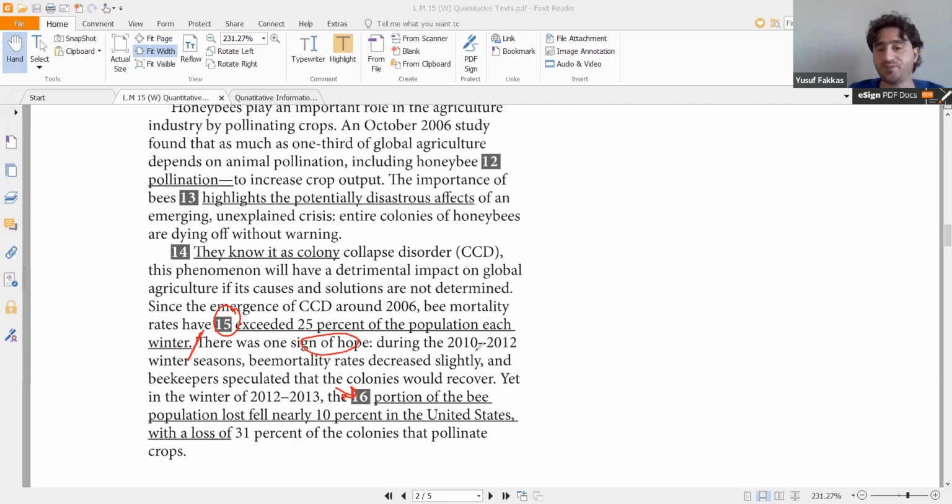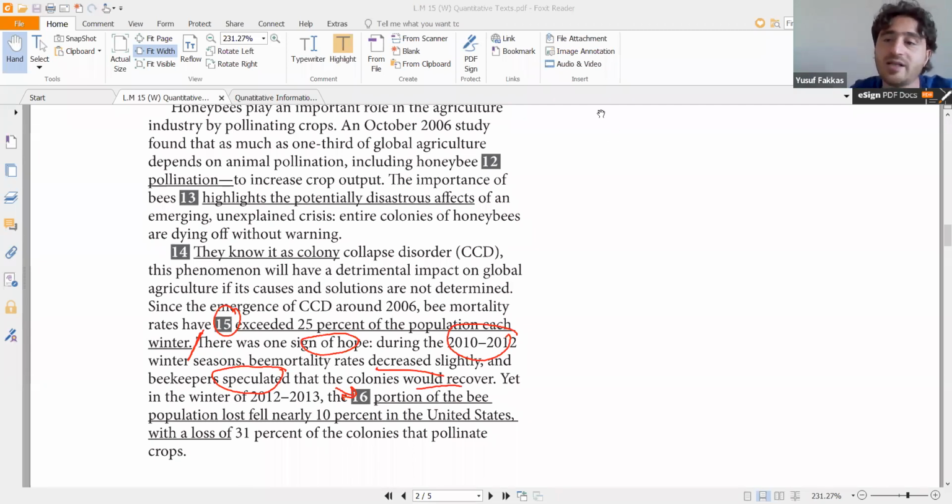During the 2010-2012 winter season, so we have two winter seasons, 2010-2011 and then 2011-2012. Between these two seasons, there was a sign of hope. Bee mortality rates decreased slightly. And beekeepers, because of that, predicted, guessed, speculated that the colonies would recover, okay?